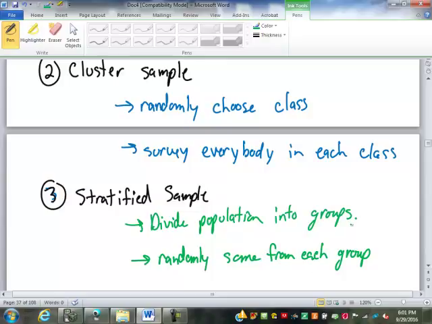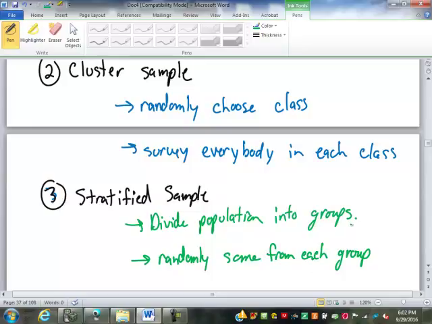So what I might do is divide it up into full-time employees and part-time employees, and then select a certain number from the full-time and then a certain number from the part-time. Now, let's say, to keep it simple, I'm only going to select 10 employees to be in my sample. Well, if 80% of my employees are full-time, I'll select 8 for my sample from the full-time. If 20% is part-time, I'll select 2 from the part-timers to be in my sample.